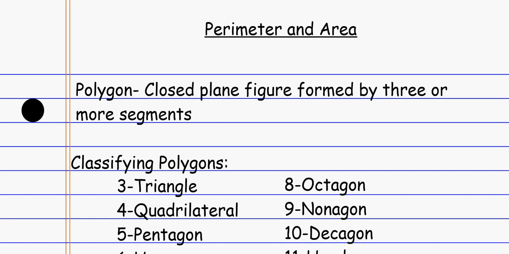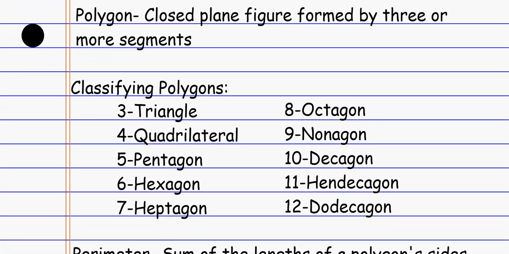And we're probably familiar with most of these names, but maybe some of them will be a little bit foreign to us. So when we look at something like this, it says classifying polygons. We know that three sides is a triangle. Four sides is a quadrilateral. You probably are familiar with squares and rectangles, that kind of thing. But generally, four sides is a quadrilateral. Five sides is a pentagon. Six sides is a hexagon. Seven, a heptagon. Eight is an octagon.